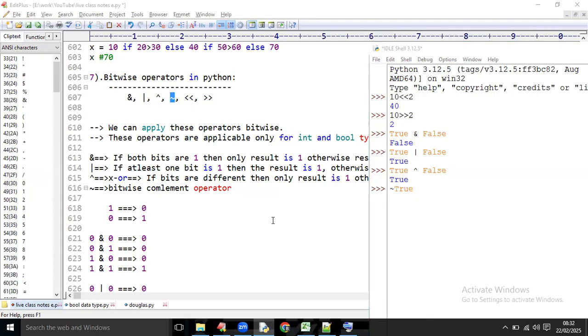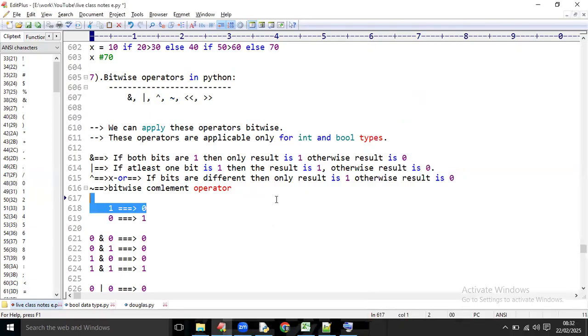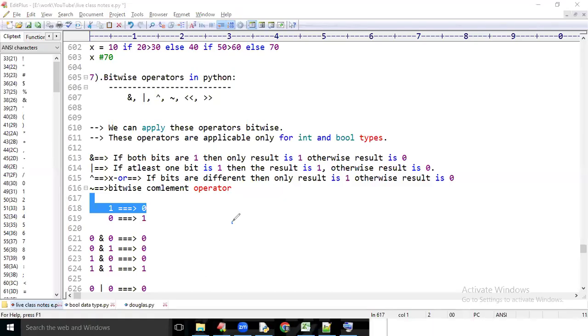Annotate. Next, here I'm going to write negation of 4. Negation of 4 means minus of n plus 1. Otherwise, we can take normal text instead of this. Minus of n plus 1.